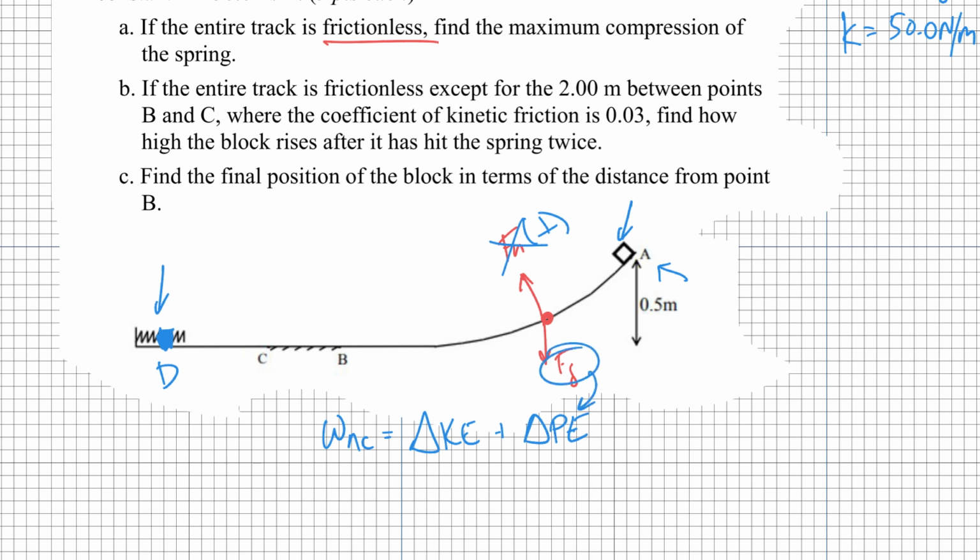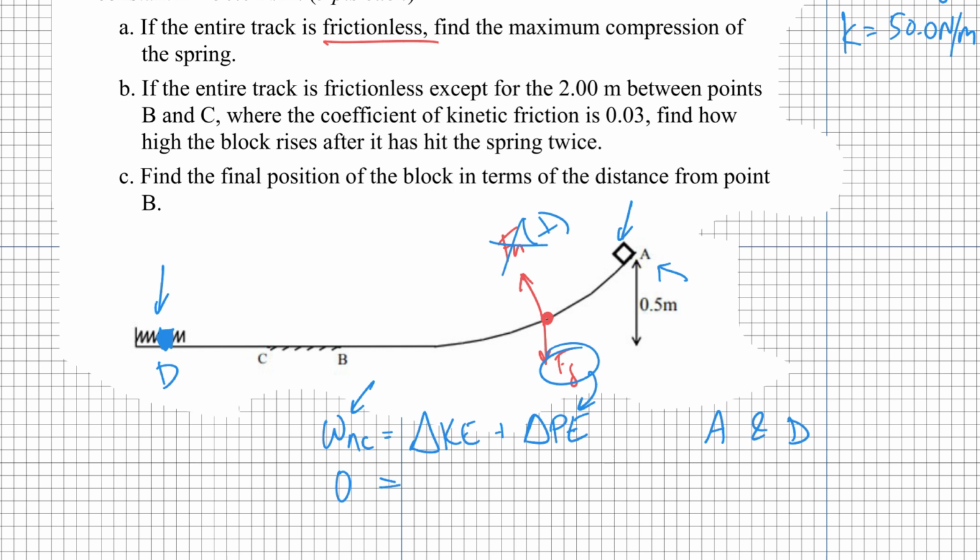Okay, so the force of gravity is going to go into the potential energy. So because of that, there's nothing to go into here. So there will be no non-conserved energy between A and D. Okay, A and D. Now we're going to note, for change in kinetic energy, I need to know the change in kinetic energy from A to D.